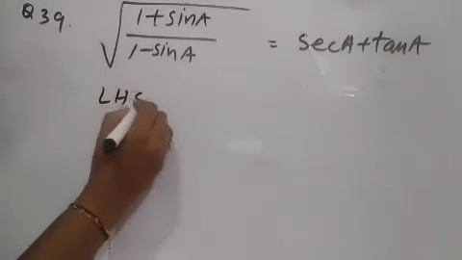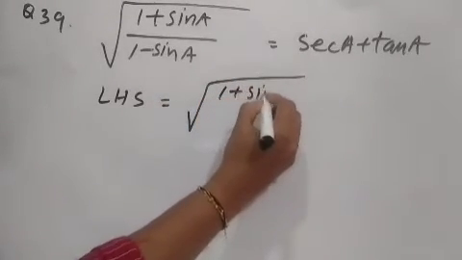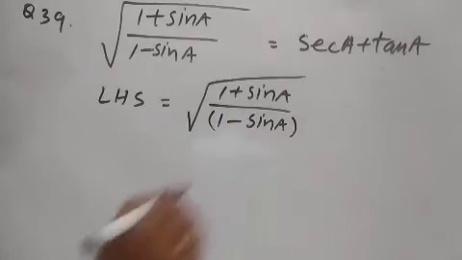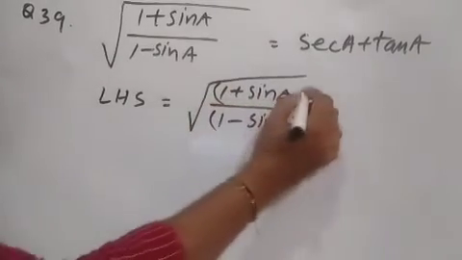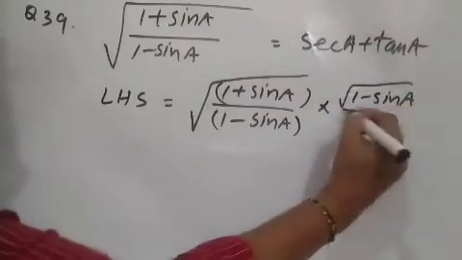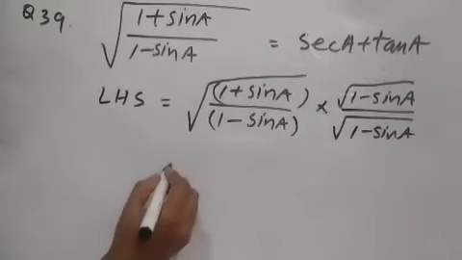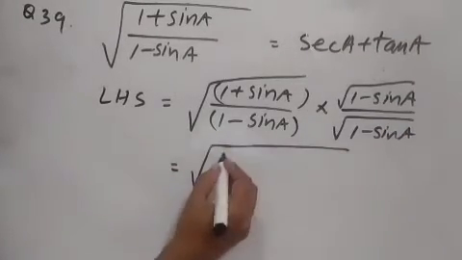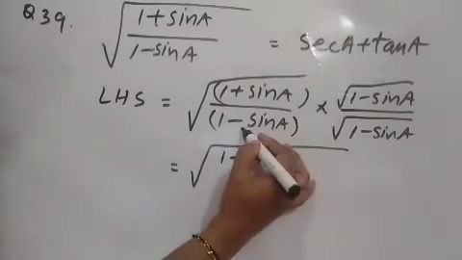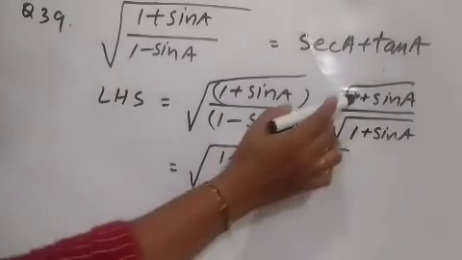Take the LHS. Simplify it. Square root of 1 plus sin A by 1 minus sin A. To simplify this, multiply numerator and denominator by the conjugate of the denominator. This 1 minus sin A is the denominator, so the conjugate is 1 plus sin A.